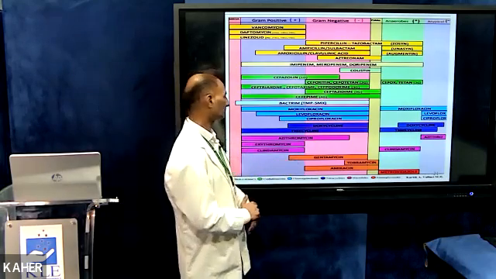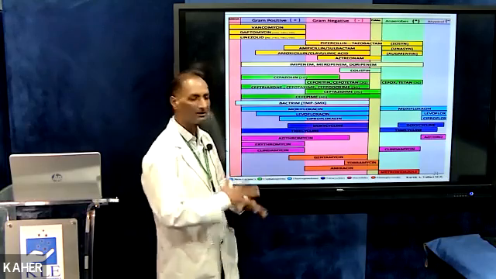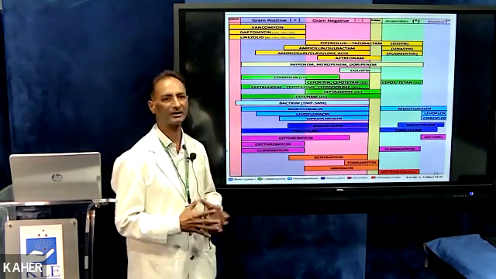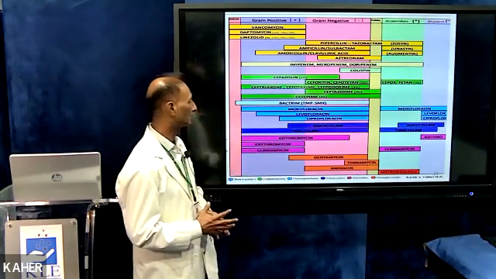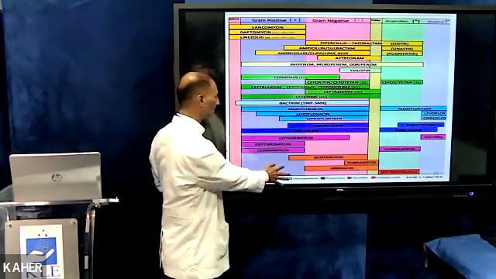And the saffron color, that is the aminoglycosides like gentamicin and tobramycin, they also have a wider spectrum of action for gram positive and gram negative, and their main mechanism is inhibiting protein synthesis.